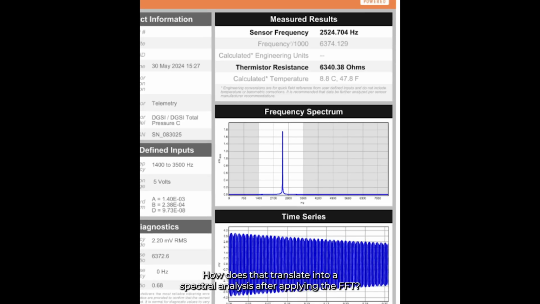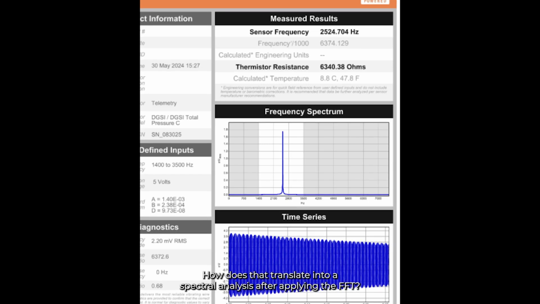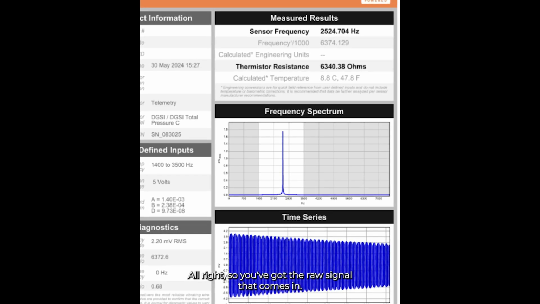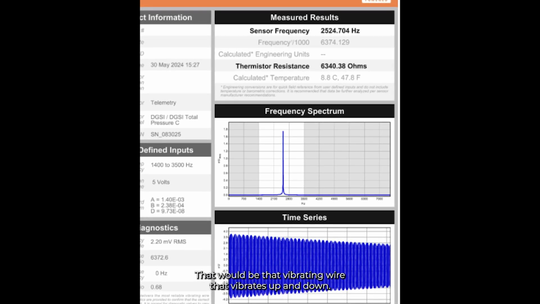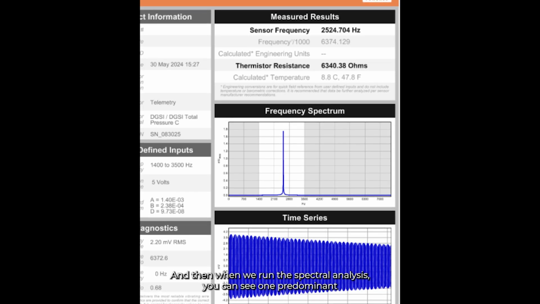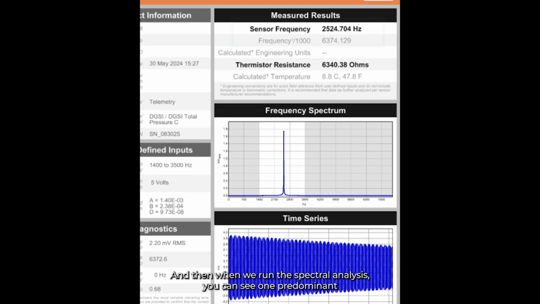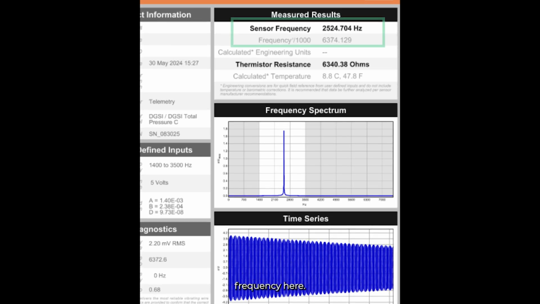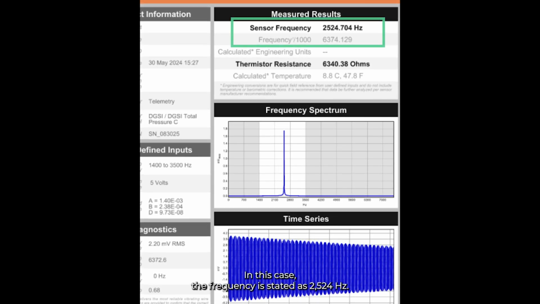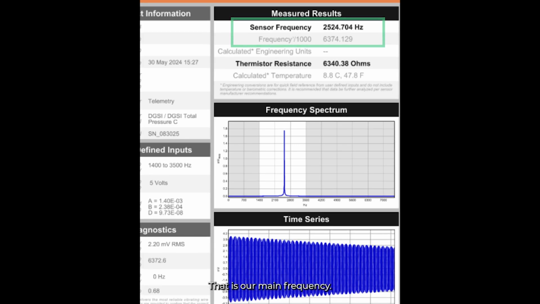How does that translate into a spectral analysis after applying the FFT? All right, so you've got the raw signal that comes in. That would be that vibrating wire that vibrates up and down. And then when we run the spectral analysis, you can see one predominant frequency here. In this case, the frequency is stated as 2,524 hertz. That is our main frequency. And again, that is what we are interested in. Do we have the correct signal?